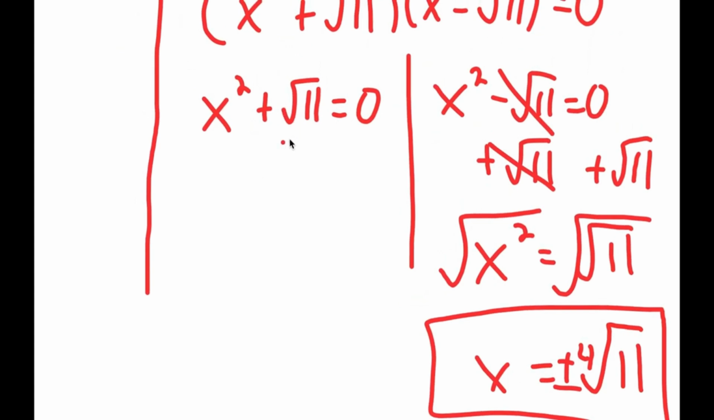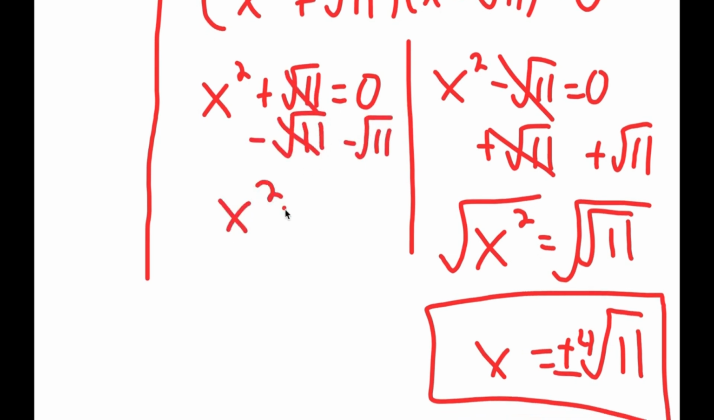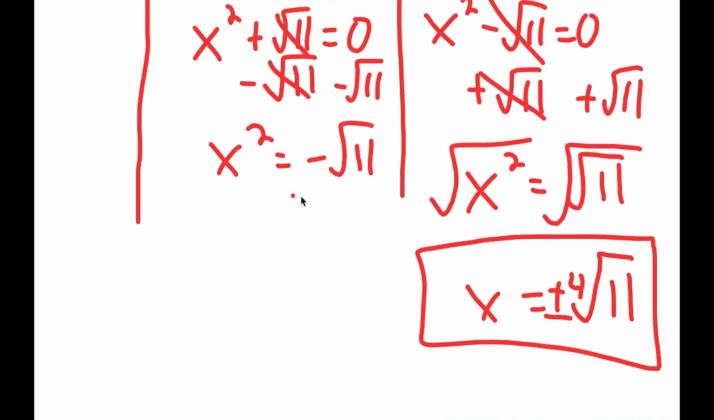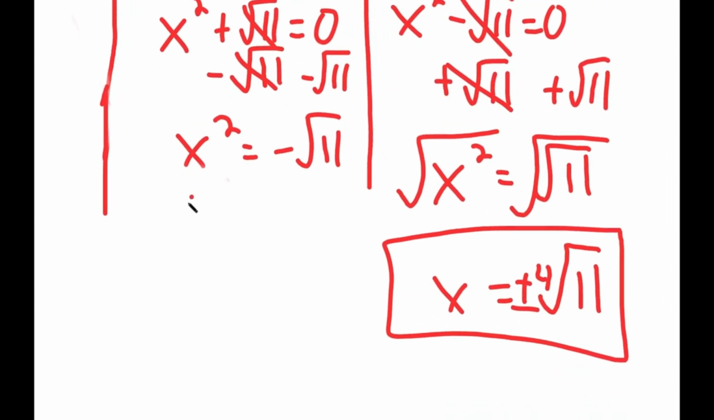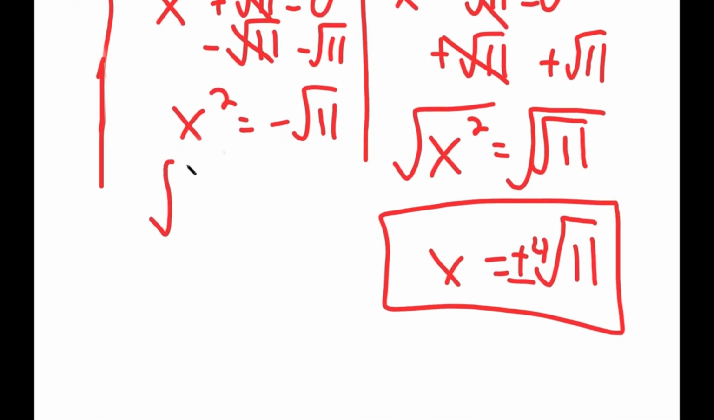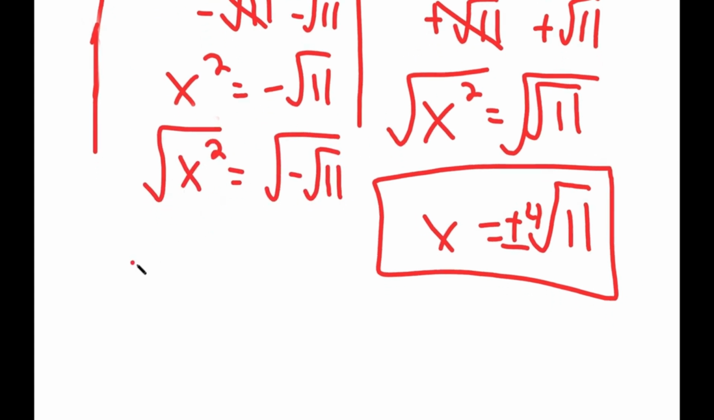Now for x squared plus the square root of 11 is equal to 0, I'm going to subtract the square root of 11 on both sides. So I get x squared is equal to negative square root of 11. So now I get the square root of x squared is equal to the square root of negative square root of 11. So the square root of x squared is x, and the square root of the negative square root of 11, I can write this as negative square root of 11.